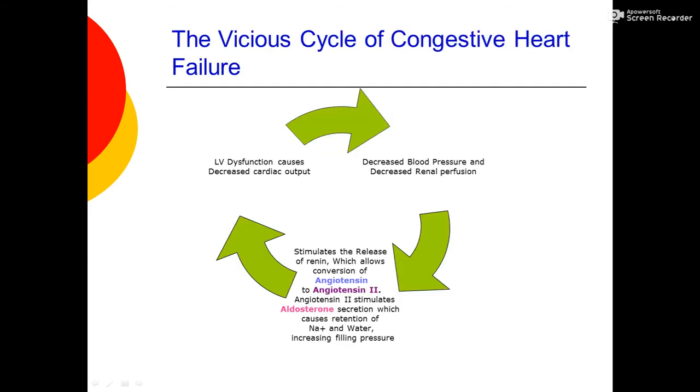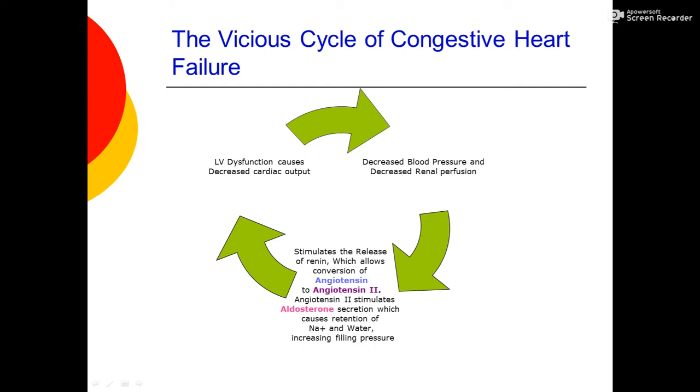So this is the vicious cycle of congestive heart failure. So what actually occurs? In congestive heart failure, you can see here that left ventricular dysfunction causes decreased cardiac output and decreased blood pressure, as well as decreased renal perfusion.